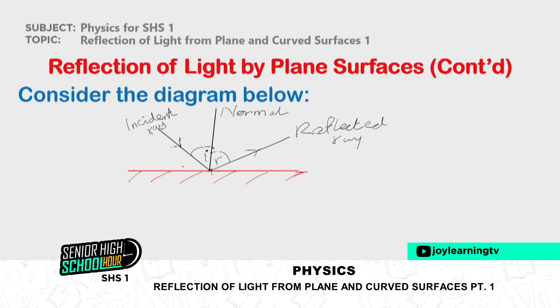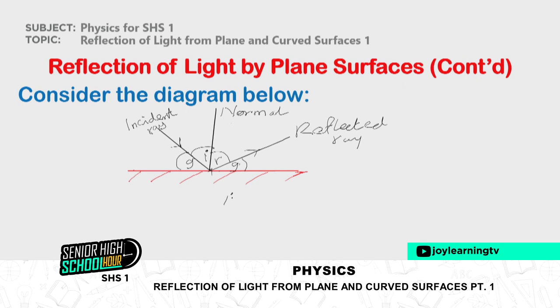Then you can see that the incident ray here makes an angle with the mirror surface. And this ray here, reflected ray, also makes an angle with the mirror surface. These angles, I'll use J and J to represent them. J is glancing angle.